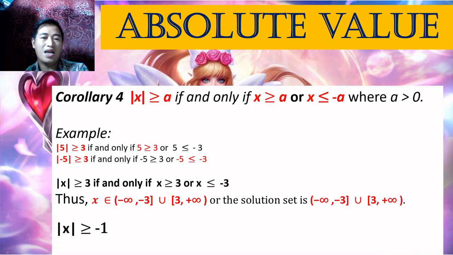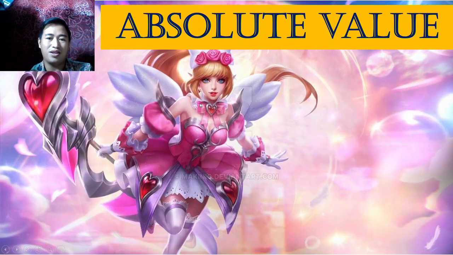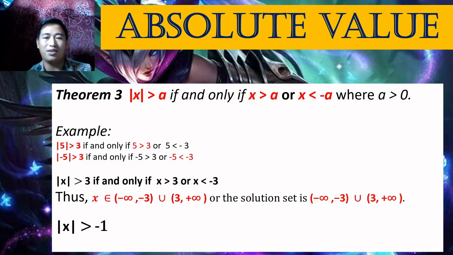Next. Corollary 4. What if the inequality is greater than or equal to? Same as Theorem 3 earlier, which was just greater than. Let me go back. So this is greater than, and this one is greater than or equal. This one has the equal, and the other is less than or equal.